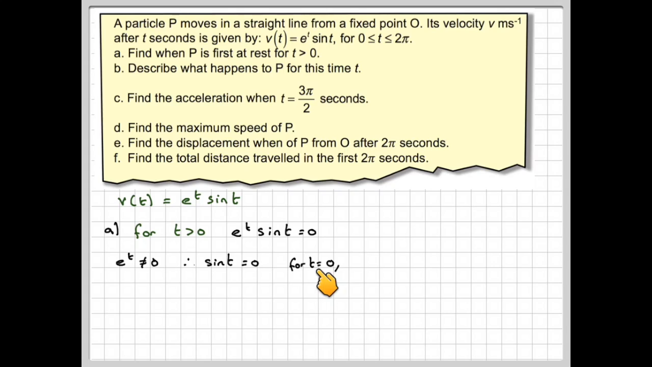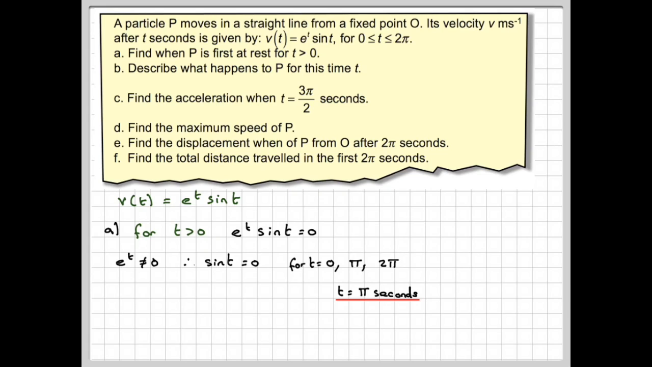Now sine is equal to 0 for 0, pi and 2 pi. We wanted the first one after t is greater than 0, so it's going to be this one here. So t is equal to pi seconds. The next thing I'm going to do is draw this using my GDC.